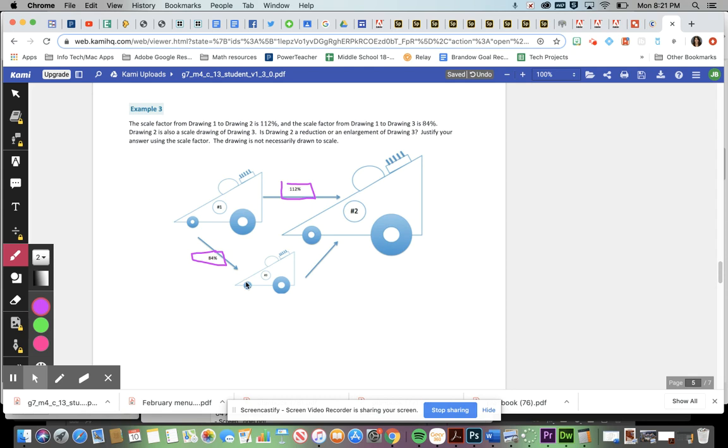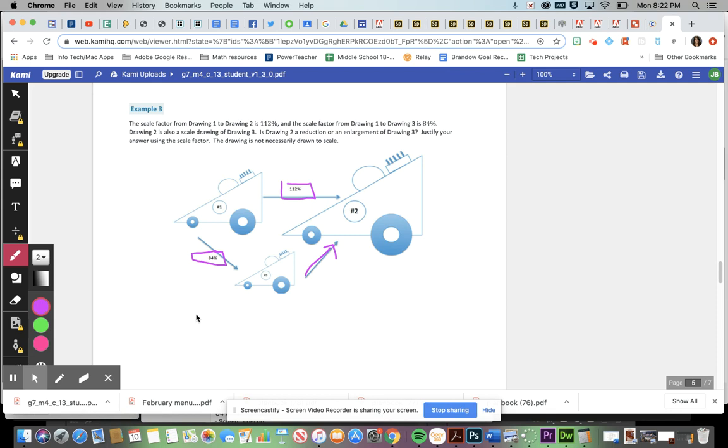Okay, reduction, yep. Is drawing 2 a reduction or an enlargement from drawing 3? So if I started with drawing 3 and I went to drawing 2, just looking at it, it looks like it is an enlargement. This one looks smaller than this one, but it tells us justify your answer using the scale factor. The drawing is not necessarily drawn to scale, so they're saying these might not be actually the appropriate sizes.